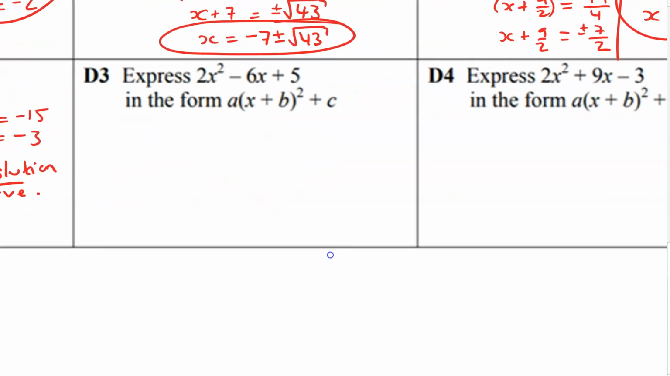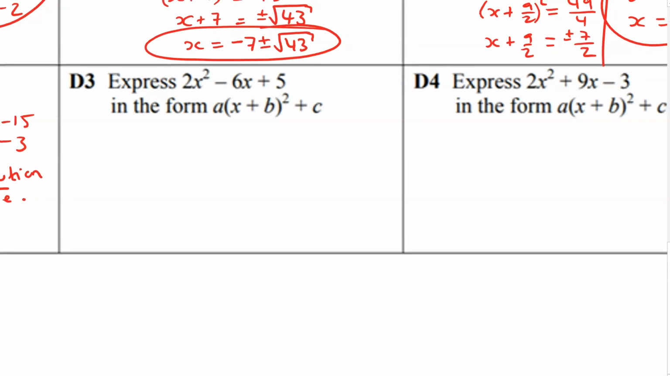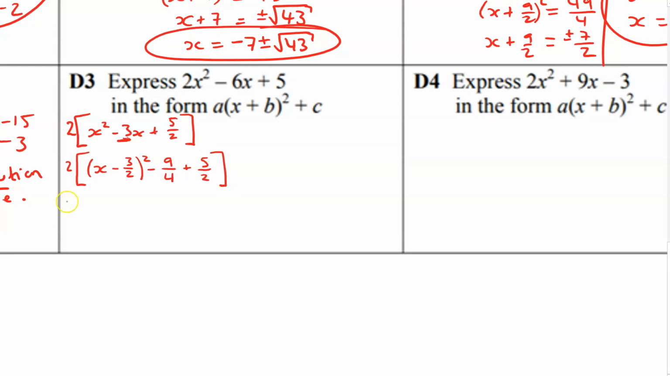Okay, last 2. Now not all of these are divisible by 2, but there's nothing to say that we can't have fractions everywhere. So I'm going to do the same thing. Take out a factor of 2, so that leaves me with x squared minus 3x plus 5 over 2. I'm going to leave the brackets there, so I would normally half this value here. So 3 over 2 squared, take away that number squared, so 9 over 4, tack on the thing on the end. Simplify.